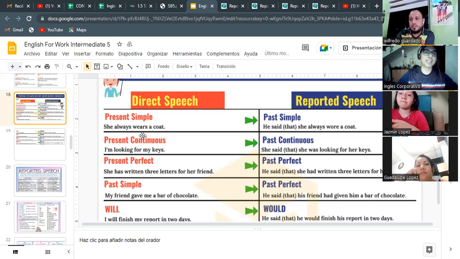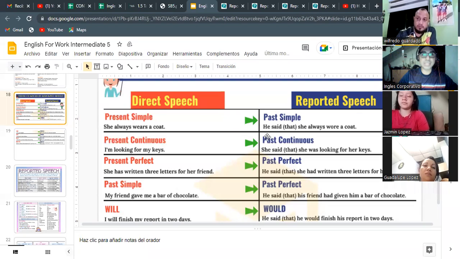She doesn't. Very good. She doesn't always wear a coat. Remember the rules. Recordemos que esto también puede ser negativo, puede ser pregunta, whatever. Entonces acá, por eso estamos recordando las reglas, ¿verdad? Por eso les preguntaba cómo es el negativo de she always wears a coat. And that is, as Wilfred said, she doesn't always wear a coat.